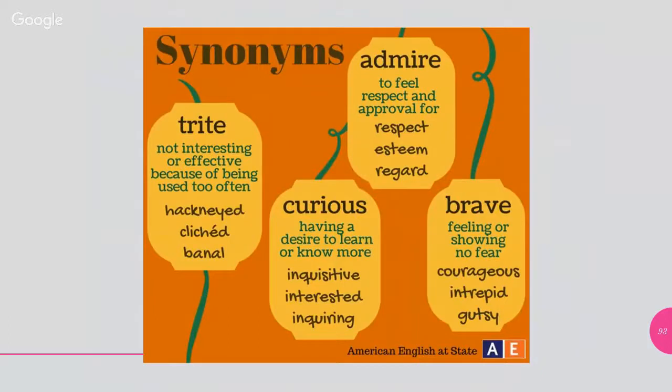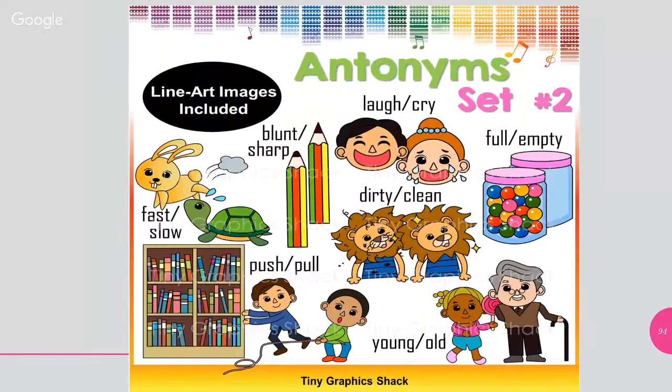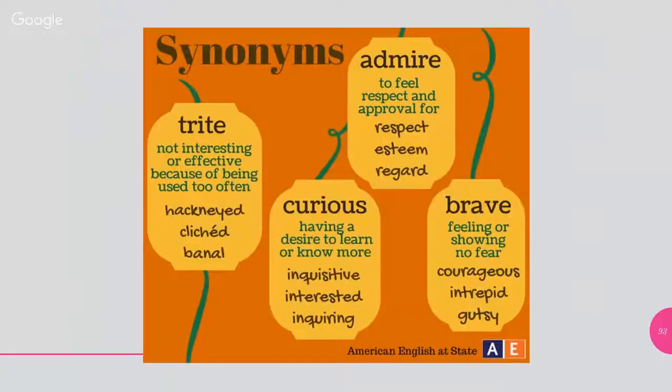Trite means not interesting or effective because of being used too often. Hackneyed, cliched, banal, are synonyms. Admire means to feel respect and approval for. Respect, esteem, regard. Curious, having a desire to learn or know more. Inquisitive, interested, inquiring. Brave, feeling or showing no fear. Courageous, intrepid, gutsy. These are some of the synonyms.